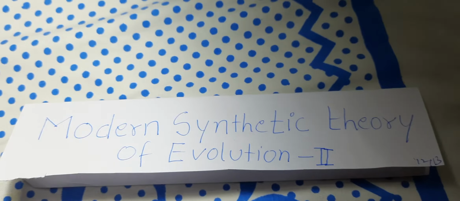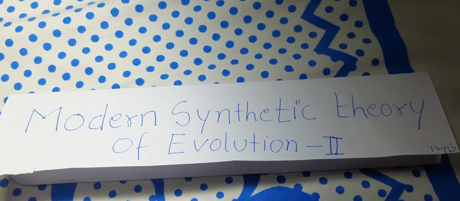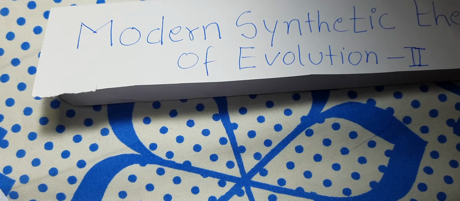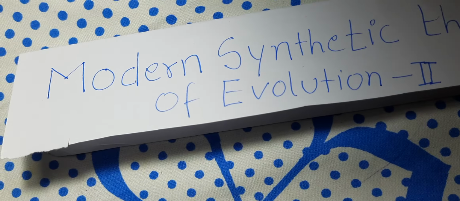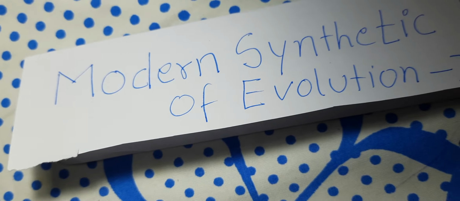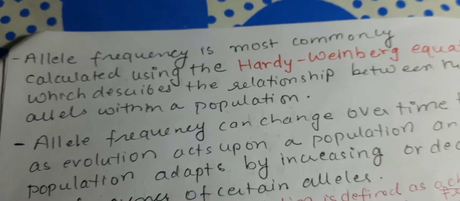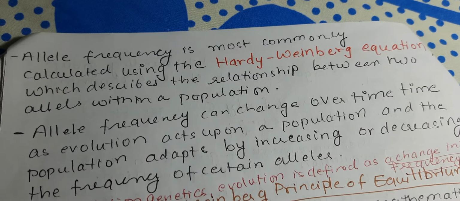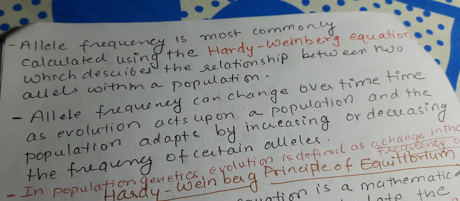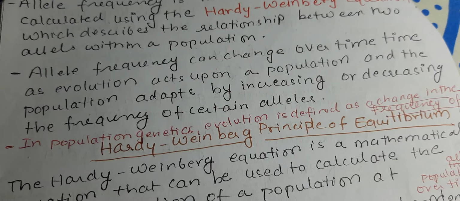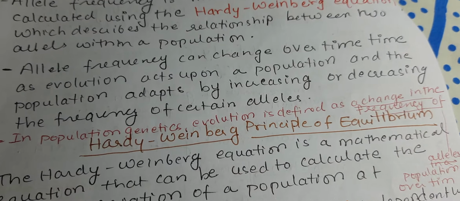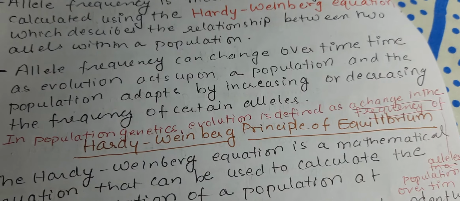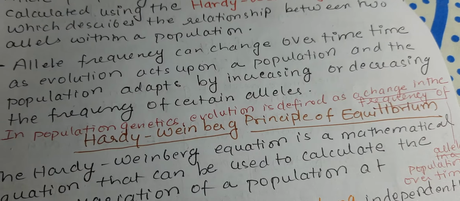Dear student, we will continue with the modern synthetic theory of evolution, and we were discussing the Hardy-Weinberg principle and how it is helpful in calculating the gene frequency. So, allele frequency is most commonly calculated using the Hardy-Weinberg equation, which describes the relationship between the two alleles within a population. Allele frequency can change over time as evolution acts upon the population, and the population adapts by increasing or decreasing the frequency of certain alleles.